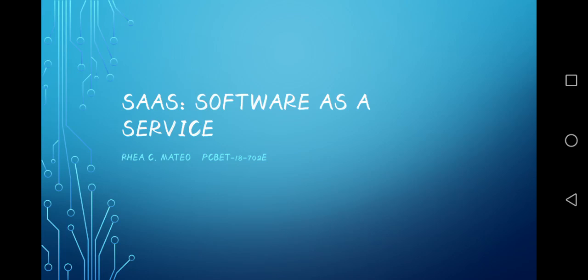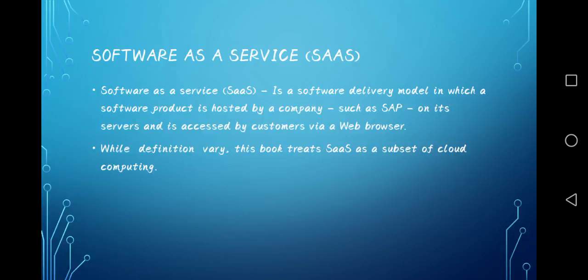My report is all about software as a service, or SaaS. Software as a service is a software delivery model in which a software product is hosted by a company such as SAP on its servers and is accessed by customers via a web browser. While definitions vary, these books treat SaaS as a subset of cloud computing.